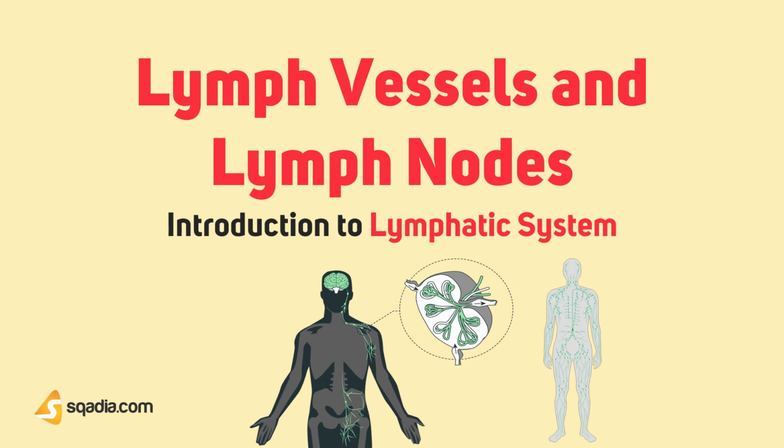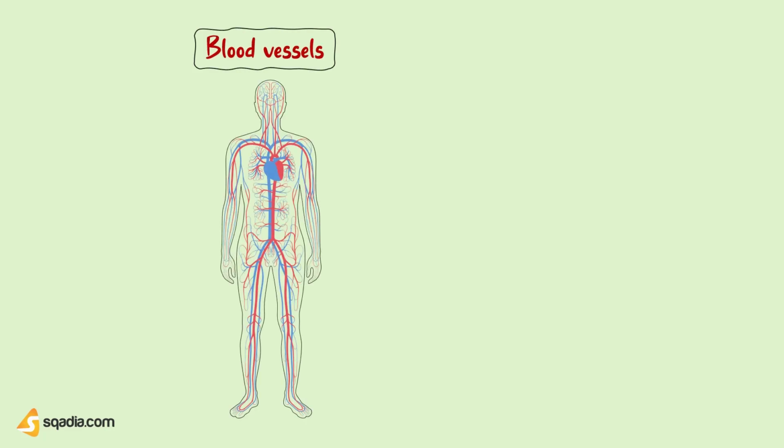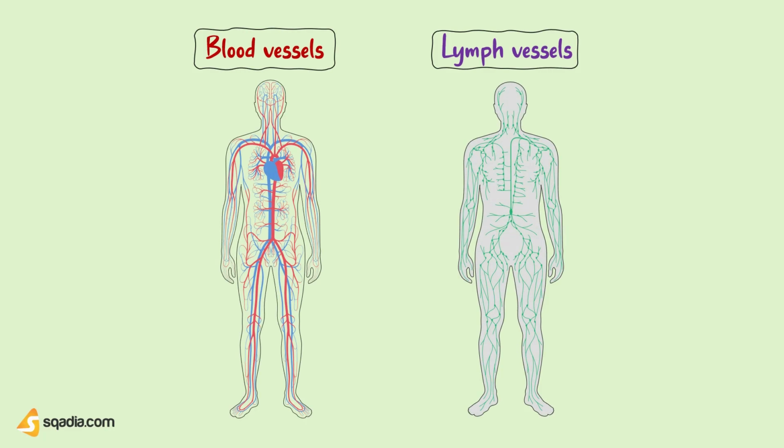Now, after lymph, let us discuss other important components of the lymphatic system, which are lymph vessels, or lymphatics, and lymph nodes. Starting with lymph vessels. Just like blood vessels, lymph vessels are also tubular networks extended throughout the body, but as mentioned earlier, these are quite delicate vessels as compared to blood vessels.